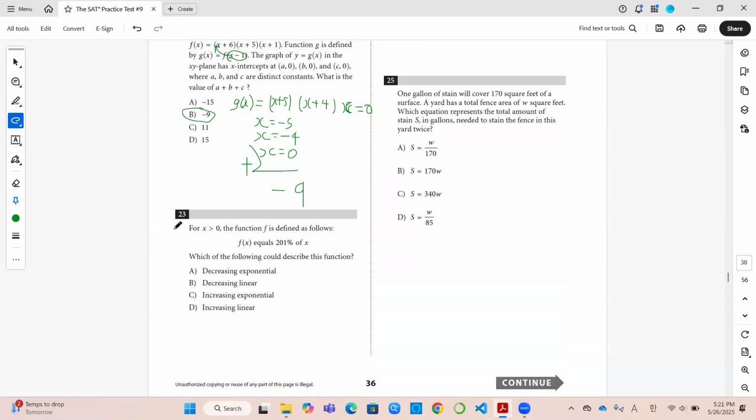Okay, moving on to question number 23. For x greater than 0, the function f is defined as follows. F of x is equal to 201% of x. Which of the following could describe this function? Remember that if there's a percentage, always divide this by 100.